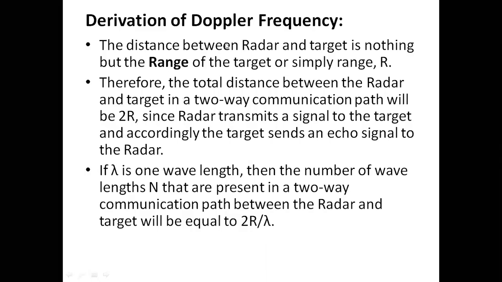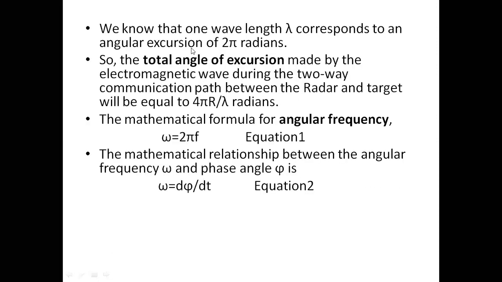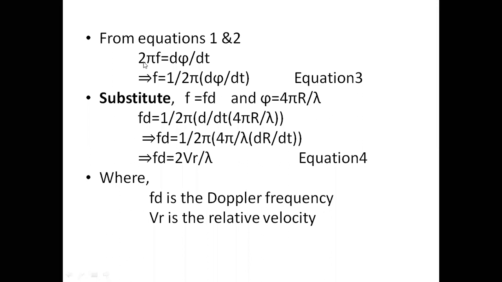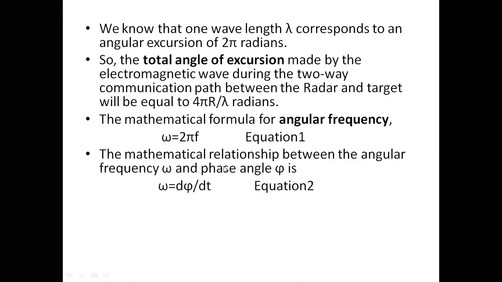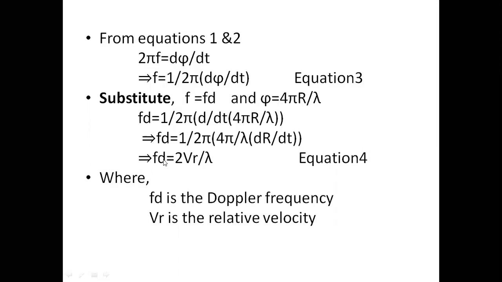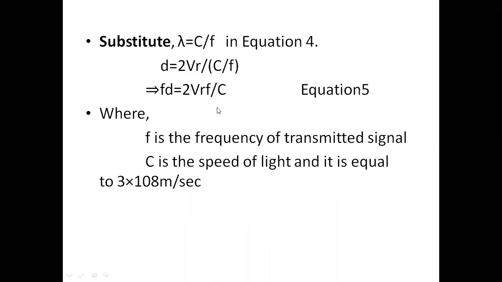And here we have the derivation for the Doppler frequency. For the two-way communication, we are taking range, lambda and angular frequency, that is omega. If you simplify equations 1 and 2, then we can get the Doppler frequency Fd in terms of relative velocity. We can also find out the Doppler frequency in terms of F, that is in terms of transmitted signal frequency. We have two equations for the Doppler frequency. By the information of Doppler frequency, we can observe the relative velocity, that is velocity of the target.